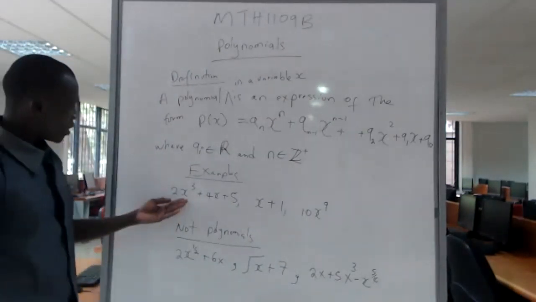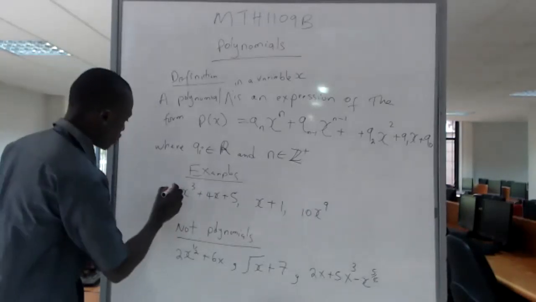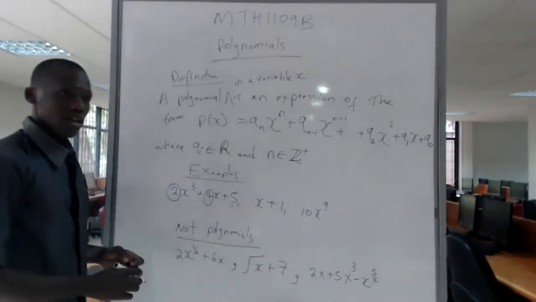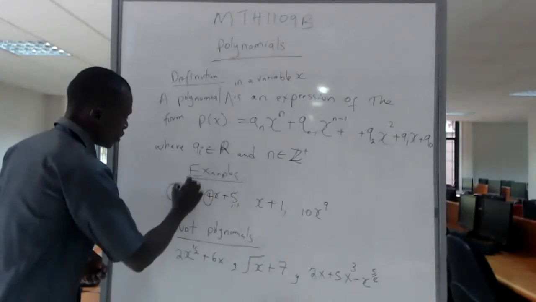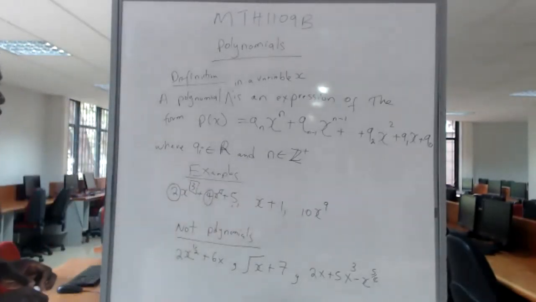For example, an expression like 2x cubed plus 4x plus 5. In this case, your coefficients are 2, which is a real number, 4, which is a real number, and 5. And your exponents are 3, which is a natural number. Here we have 1, and of course here we'll have a 0.